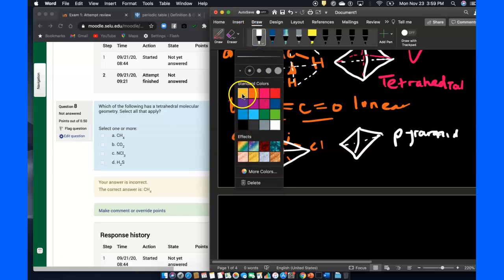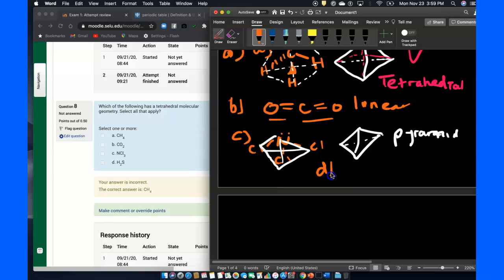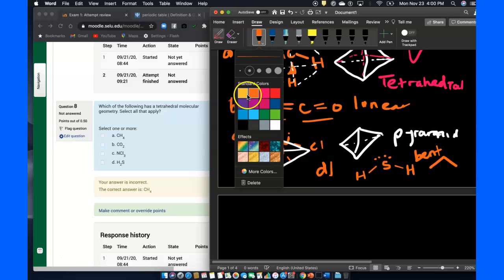And then, to finish off, hydrogen sulfide, D. H2S will be like this. This one is bent. It's going to take a V shape. Molecular geometry will be bent. The electronic geometry, connecting the lone pairs, will be tetrahedral, but you're looking for molecular. D happens to be bent like water.